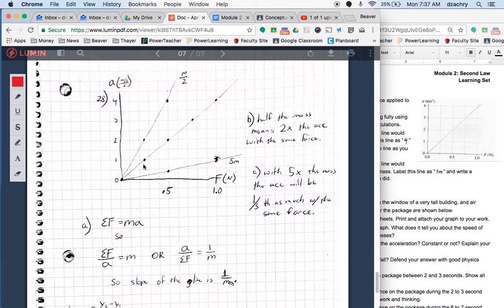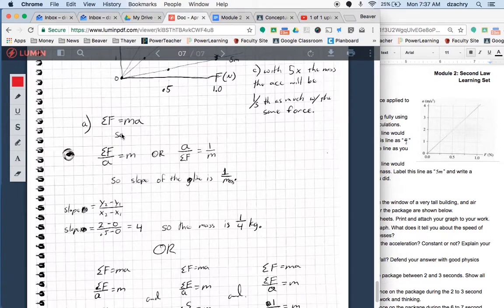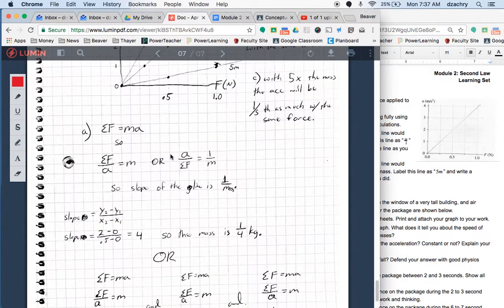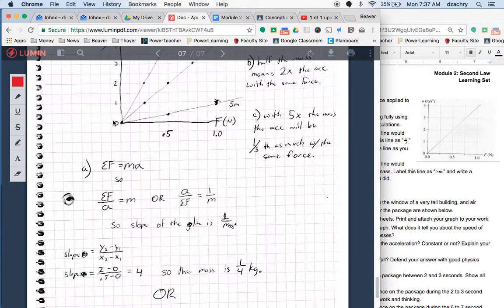Here's the original line. If you look at the slope of the line, it is a over F, essentially. And a over F is not what you get when you use Newton's second law. You get sigma F over a. So you can take the reciprocal, in other words flip it upside down, and you get that a over sigma F is equal to 1 over the mass. So the slope of this original line turns out to be 1 over the mass.